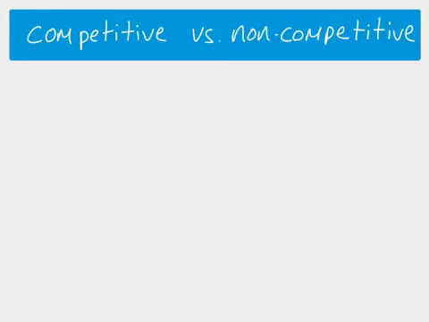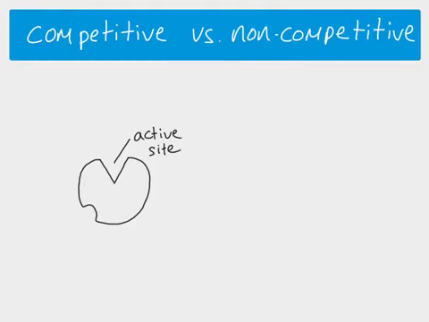There are two kinds of inhibitor, competitive and non-competitive. If this is our enzyme, the enzyme has an active site, and then somewhere else on that enzyme is something called the allosteric site. An inhibitor will bind either to the active site or to the allosteric site, depending on what kind of inhibitor it is.